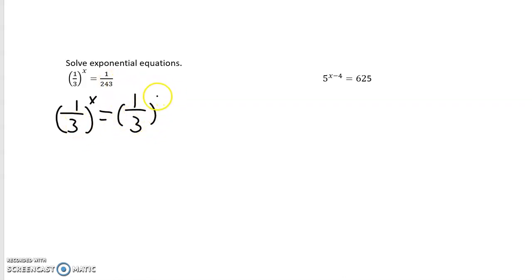So I'm going to try to rewrite 1 over 243 as 1/3 to some exponent. And to see that, we can just try a few. Let's say if I do square, that will give us 1 over 9. If I do a third, that gives us 1 over 27. If I do fourth, that's going to give us 1 over 81. So probably we should try at least a fifth.